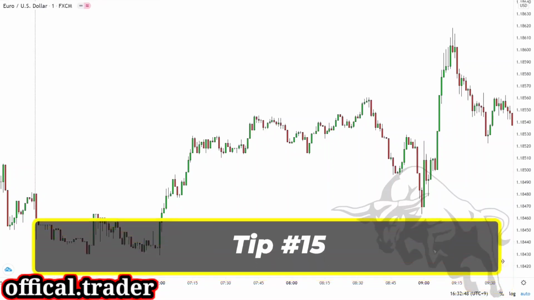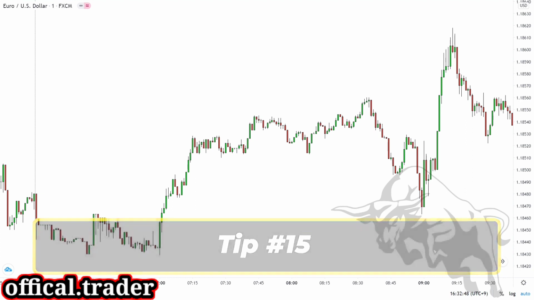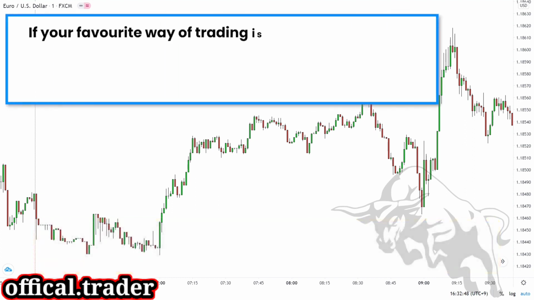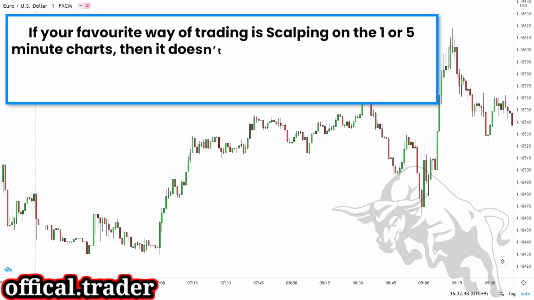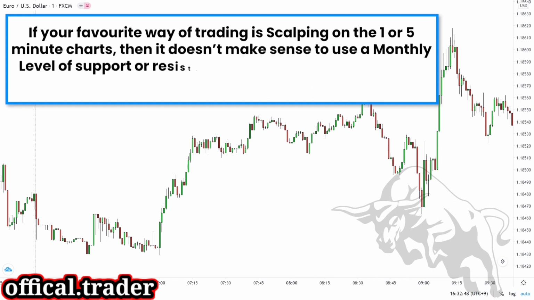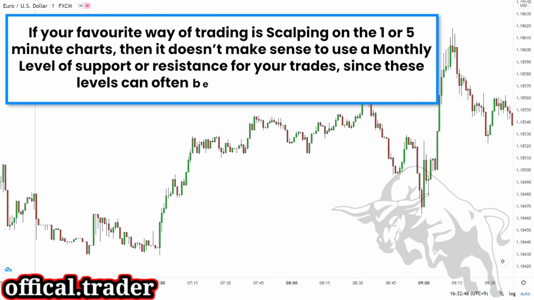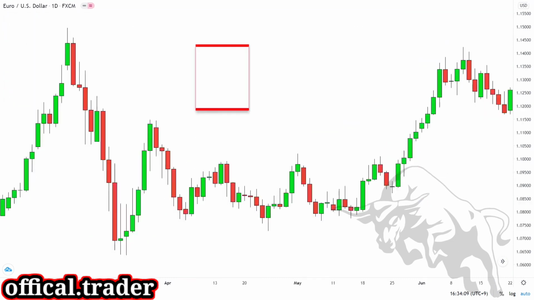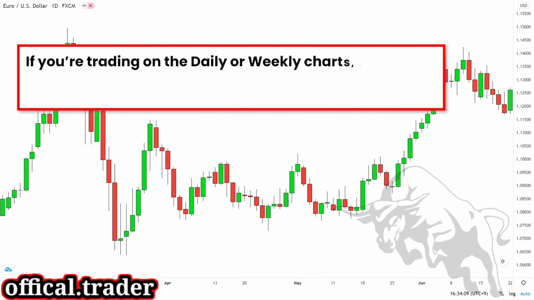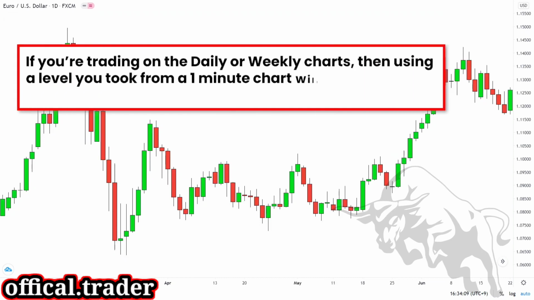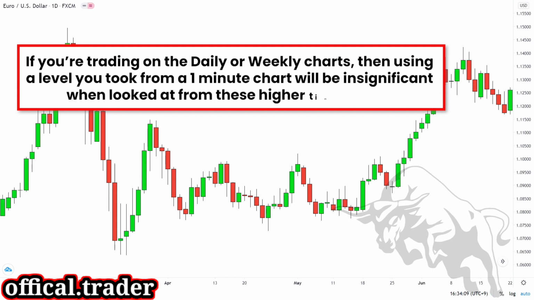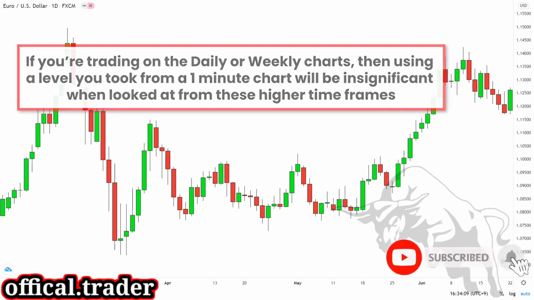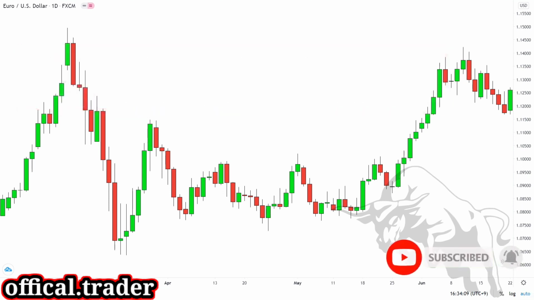Tip number 15 for drawing support and resistance is to use a time frame that makes sense for your style of trading. If your favorite way of trading is scalping on the 1 or 5-minute charts, then it doesn't make sense to use a monthly level of support or resistance for your trades, since these levels can often be hundreds of pips wide. Similarly, if you're trading on the daily or weekly charts, then using a level you took from a 1-minute chart will be insignificant when looked at from these higher time frames. So when choosing which time frame to draw your key levels on, make sure it suits your overall trading style.